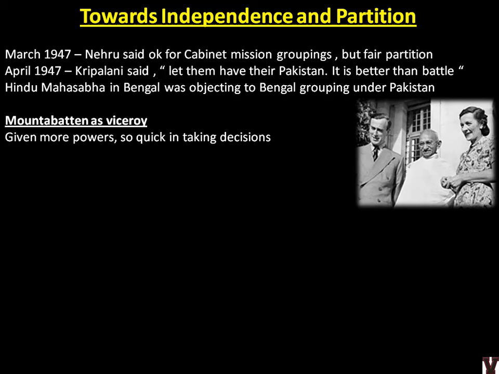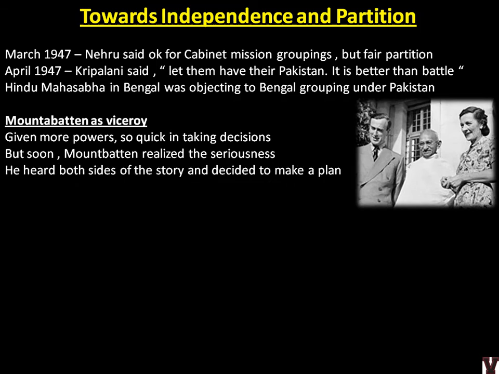But first he thought it would be very easy and he would do it in quick succession. But slowly he realized the seriousness of the problem and how much the communal violence was going on, because he had just come to India. At first, he could not understand it. He heard both sides of the story. It is shown in all the movies actually.